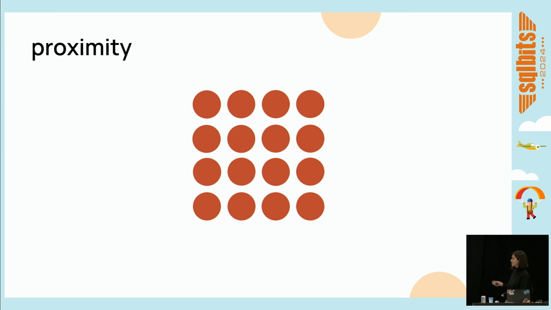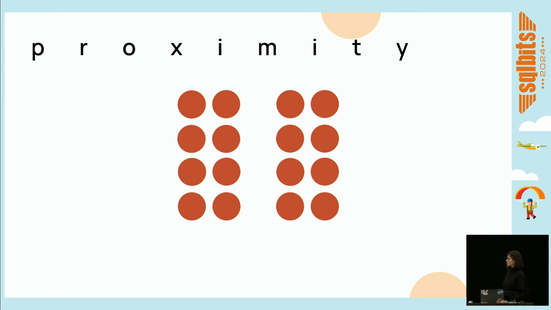Yeah, it's one group of circles. But what if we did this? Two groups, right? It's the same circles as before, we just have a bit more space in the middle, and it looks like we have two groups of circles, although they look exactly the same as before.